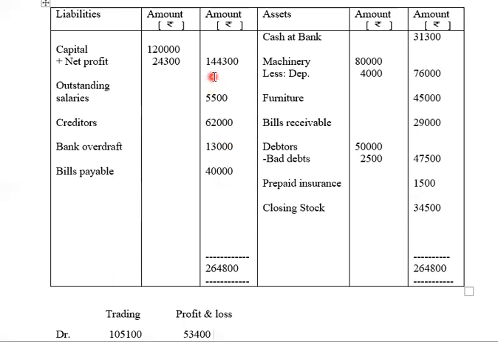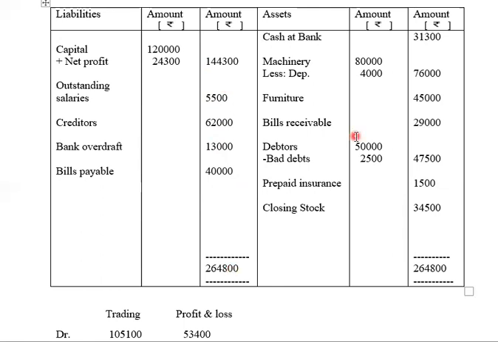1,44,300 plus 5,000, 1,49,000, 1,51,000, 140 plus 60, 2 lakhs. 2 lakhs plus 10,000, 2,10,000 plus 40,000, 2,50,000, 2,53, 2,55, 2,59, 264, 264,800, 2,64,800.